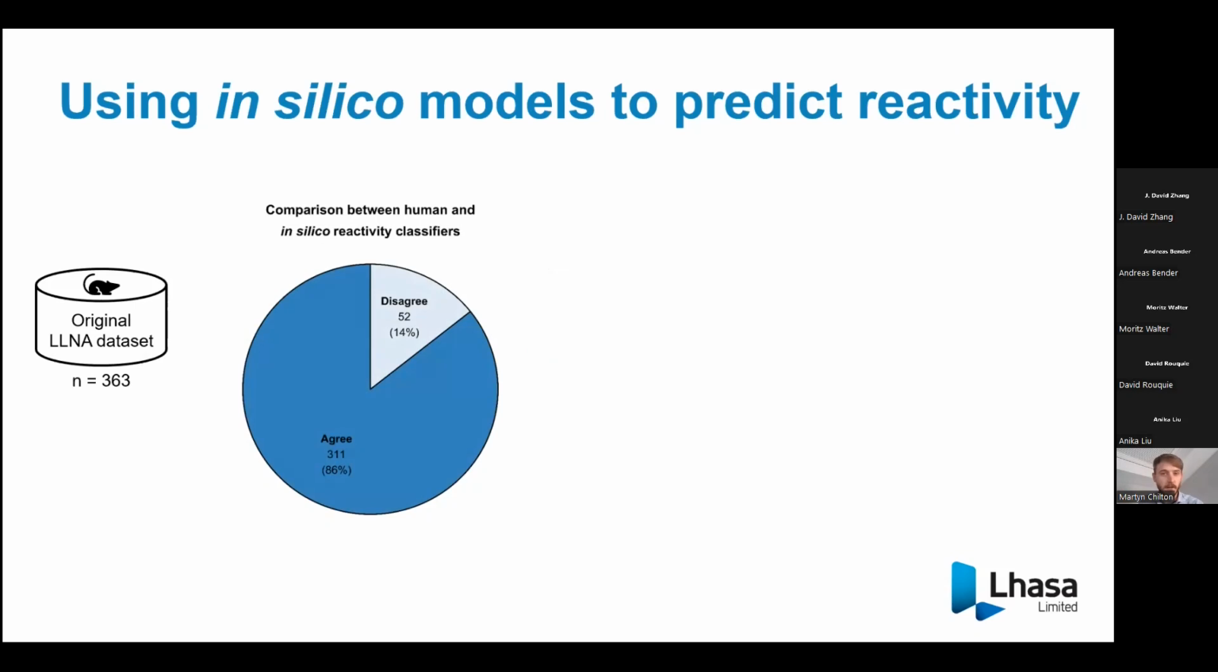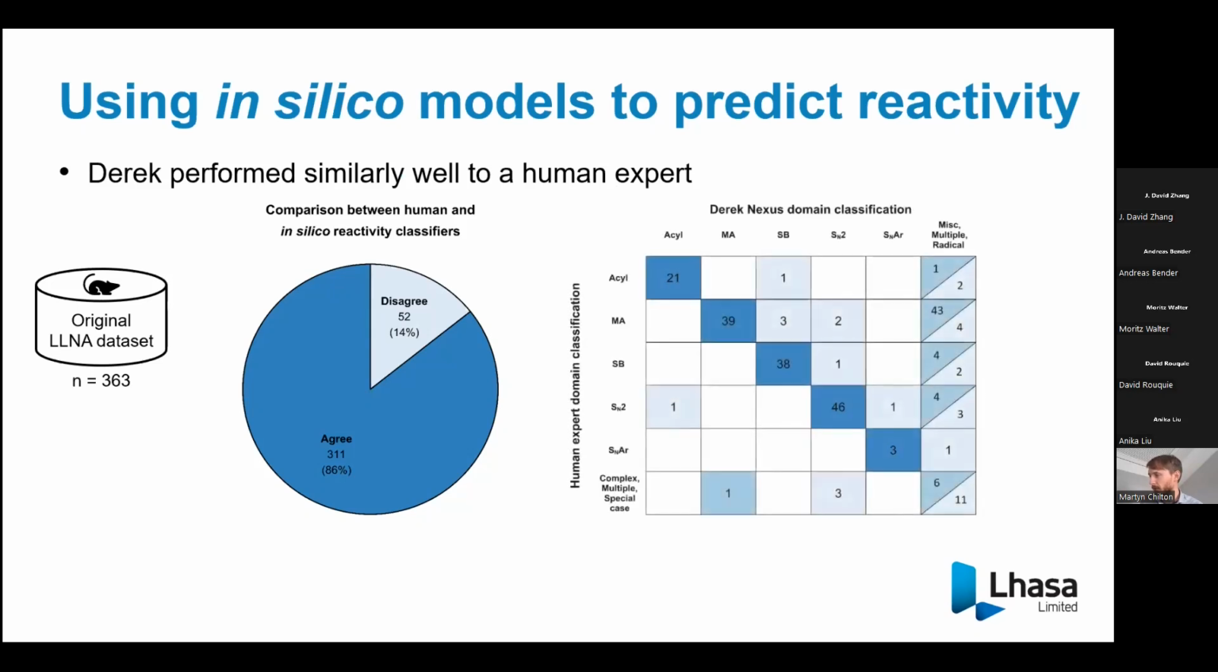Pleasingly, they agreed a lot of the time. A human and the computer agreed 86% of the time for this data set. And we did a bit more digging, as well as just a binary, is it a sensitizer or not? We had a look at the mechanistic information, so those mechanistic domains I mentioned earlier. We looked at how often a human classification of those mechanisms would agree with the mechanistic information found in the structural alerts. And again, hopefully you can see in that confusion matrix, there's quite a good level of agreement, both in terms of if a chemical's sensitizing or not, and if it is, what mechanism is likely to be behind it.